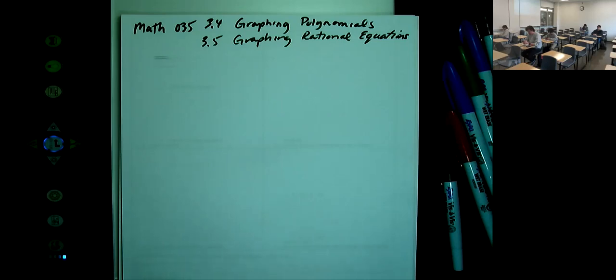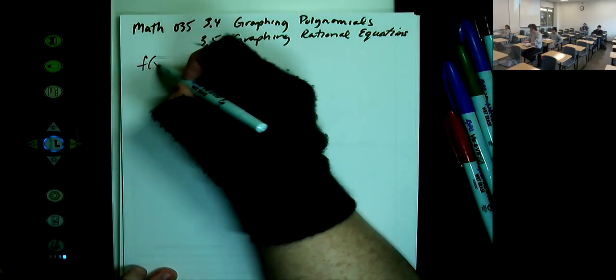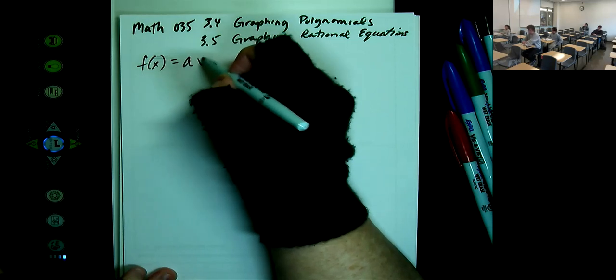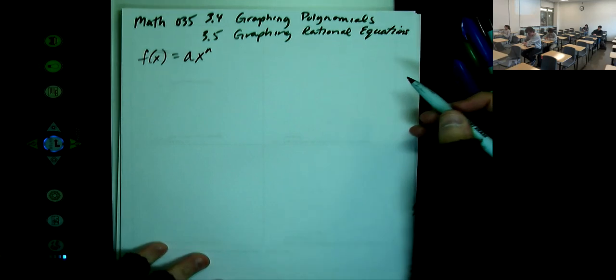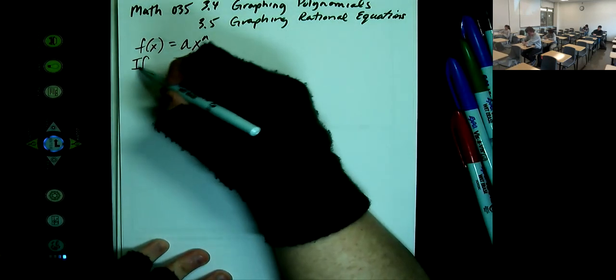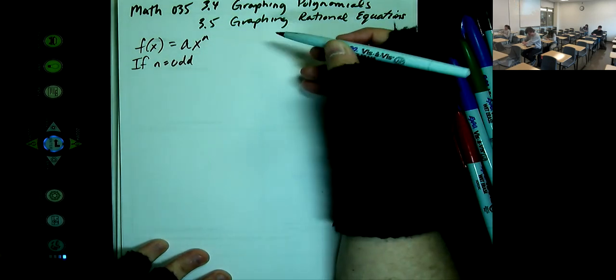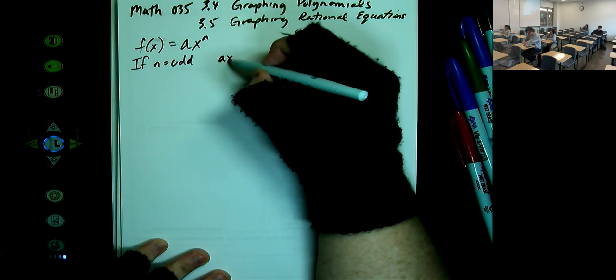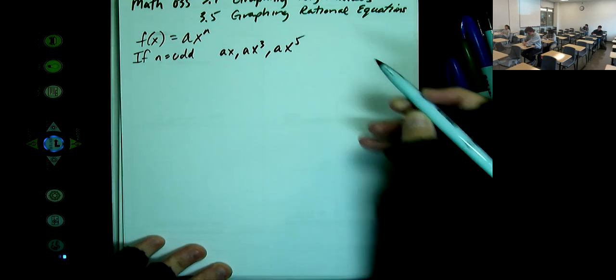All right, let's talk about some things with graphing polynomials. Graphing functions of the form ax to the n. Let's look at some examples where n is odd. If n is odd, we could have ax cubed, x to the fifth, something like that.